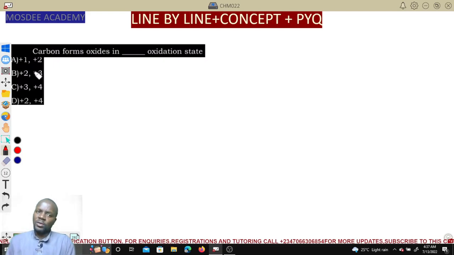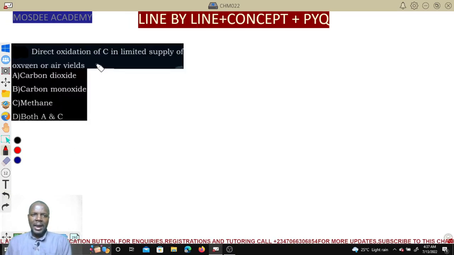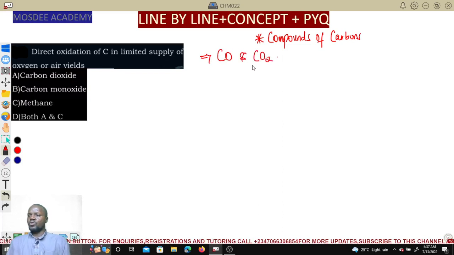Carbon forms oxides in two oxidation states, say plus two and plus four. We've talked about oxidation states of carbon. No need to waste time. Next one. Direct oxidation of carbon in limited supply of air. Quick concept, now on compounds of carbon. Some important ones are carbon monoxide, written as CO, and carbon dioxide, written as CO2. So there are two important carbon oxides, carbon monoxide and carbon dioxide.